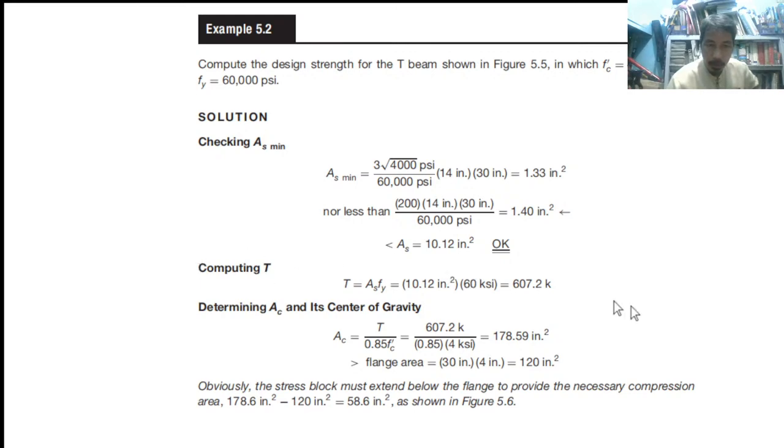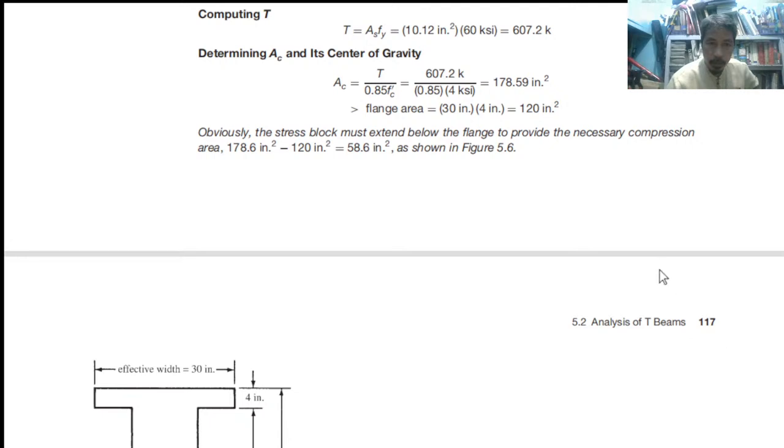Now step number 2, compute T, As fy. So use that value for the area of steel times 60. So we have 607. Determine Ac and its center of gravity. T we already know, divide by 0.85 fc prime. Again, this is the capital C, meaning the compressive force. 0.85 times 4 ksi times area, that is the compressive force. So the answer would be 178.